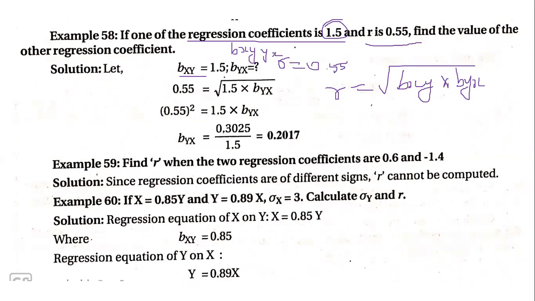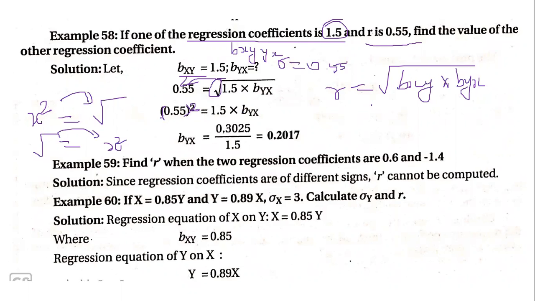Okay, now square root of bxy is 1.5 and byx I will keep it as it is. And 0.55 is the value of R. So if it was square and I take it to the other side, it will become square root. But if I want to take the square root to the other side, again it is going to become square only. So what I'm going to do is take the square root to the other side. It's going to become 0.55 square into 1.5 into byx.